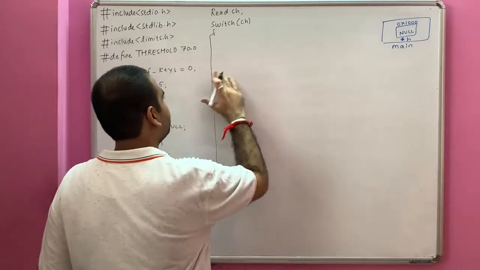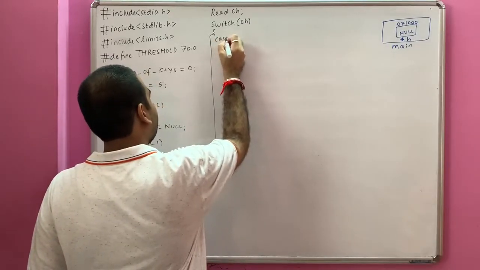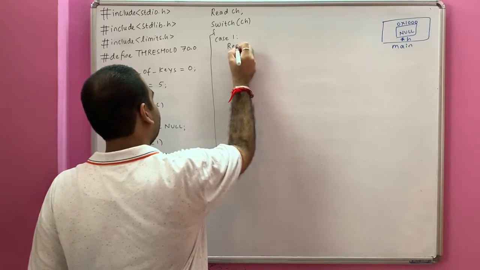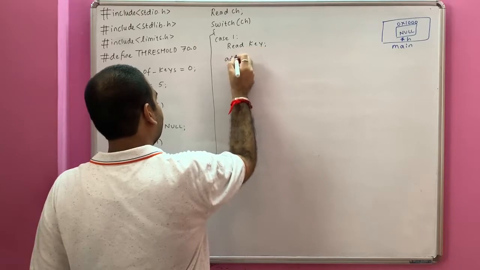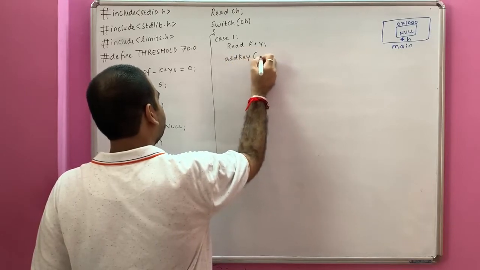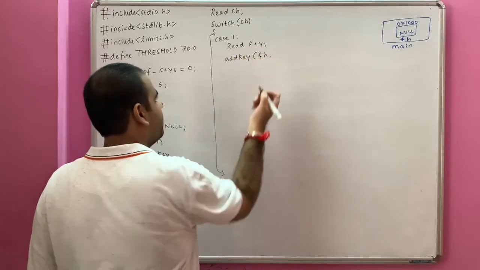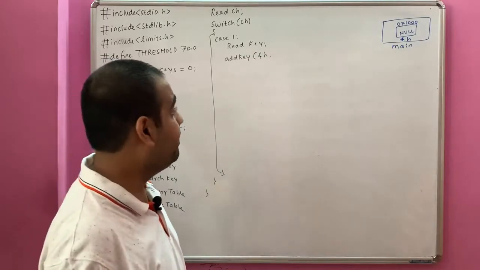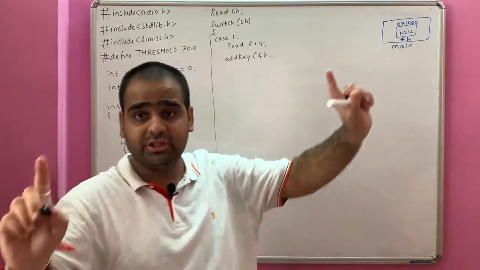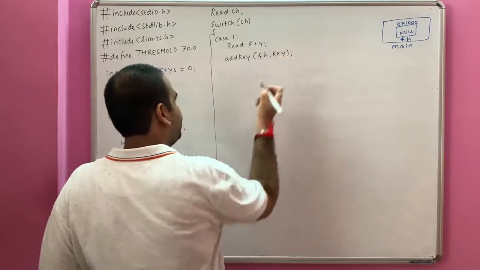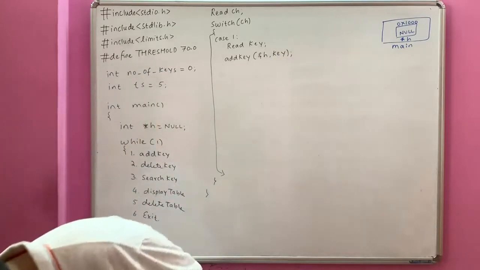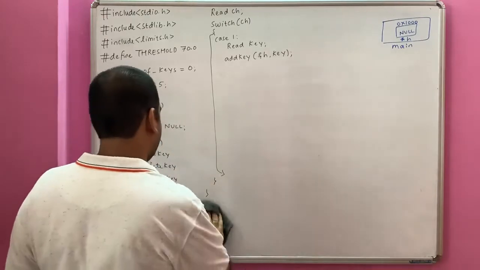Now let's write the case 1. Case 1 is add the key. Now to add the key we will read the key, and then we will write one function called add key, and then we say ampersand h. Why ampersand h? Because this value from null will change to something. And what do we want to add? We want to add key. Now let us see how we write this function add key.